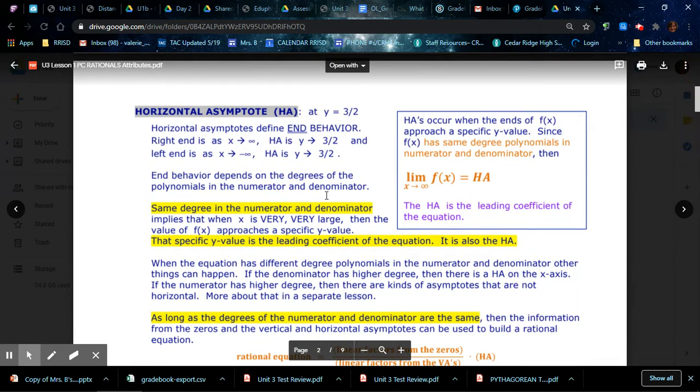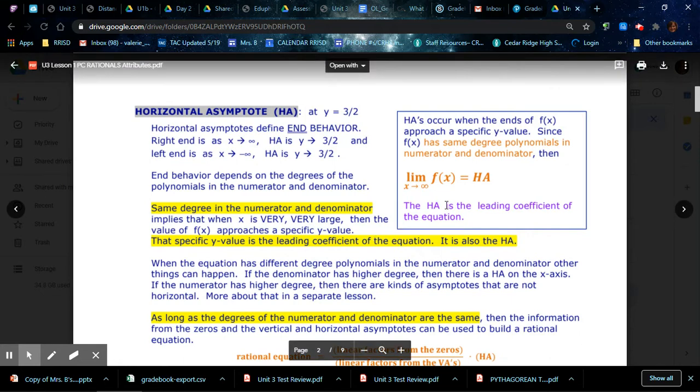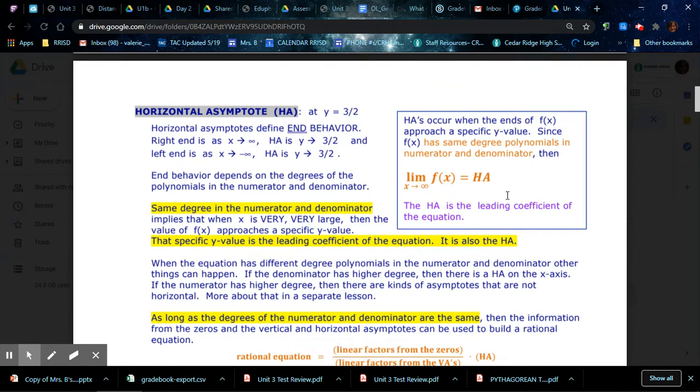So for horizontal asymptotes, there's a lot of notes here. You can pause if you want to read them. This is how we are going to determine horizontal asymptotes, using limit notation like you would in calculus. Remember, horizontal asymptotes determine your end behavior. So what we want to know is, as x approaches infinity, how is your function behaving as your x's get really large?